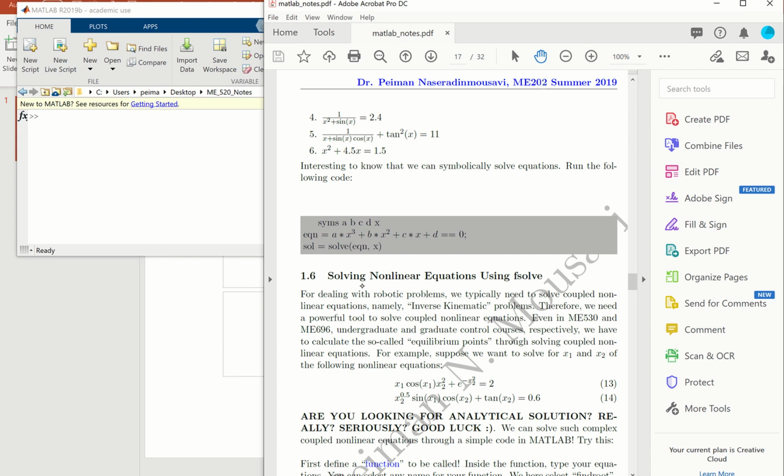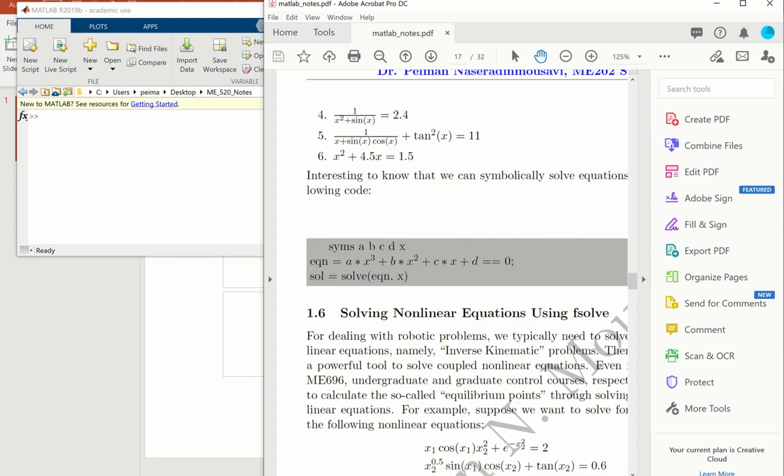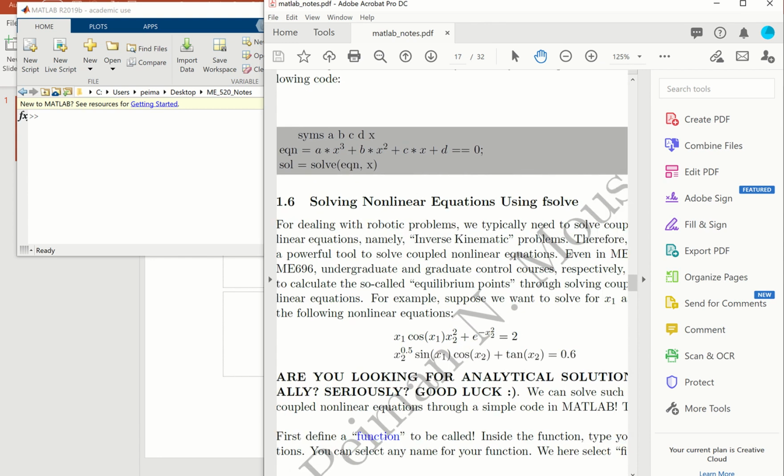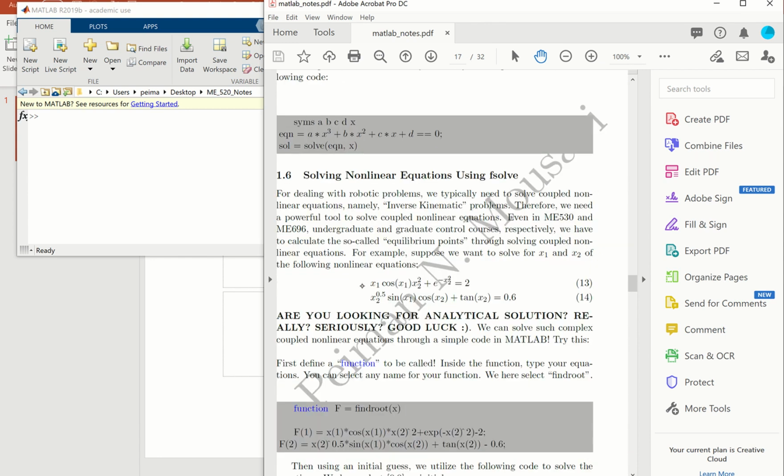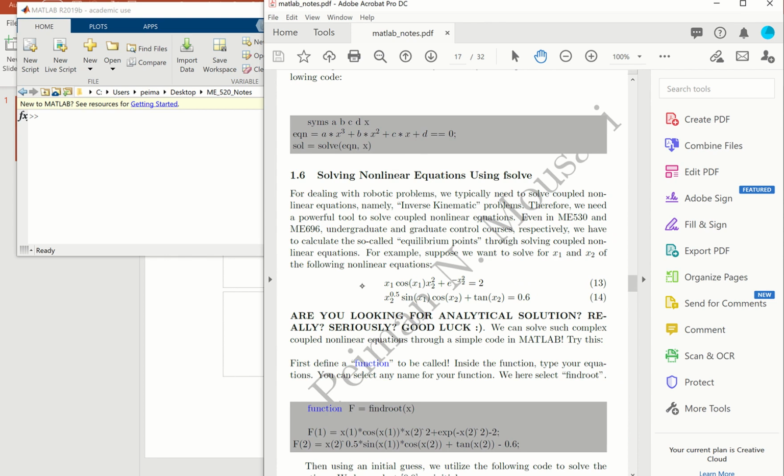For example, suppose we want to solve for x1 and x2 of the following nonlinear equations. You see that? These are the equations, guys. See, x1 and x2. Are you looking for the analytical solution? Seriously? Good luck, because except for a very few numerical methods, you cannot solve this analytically. So we can solve these complex coupled equations through MATLAB code.